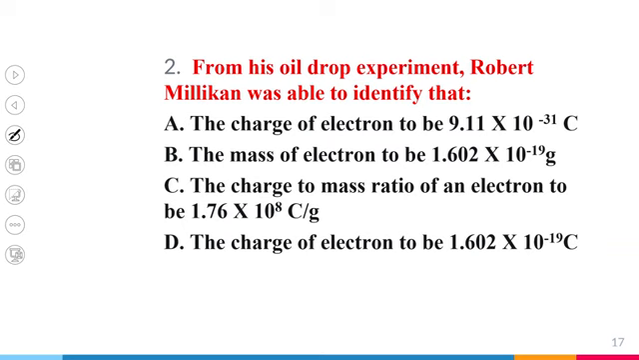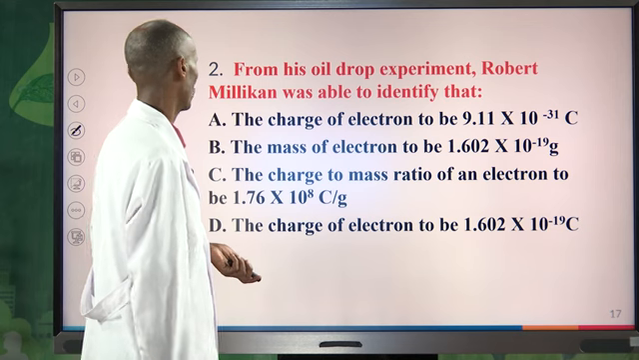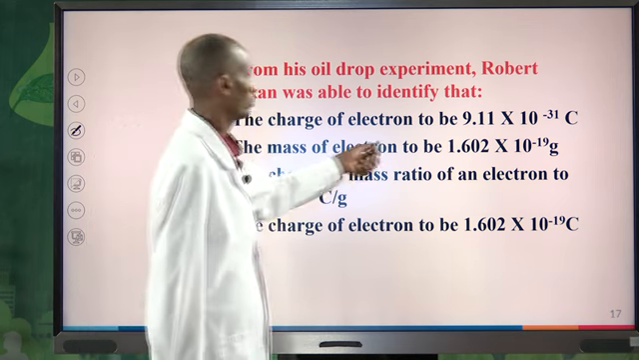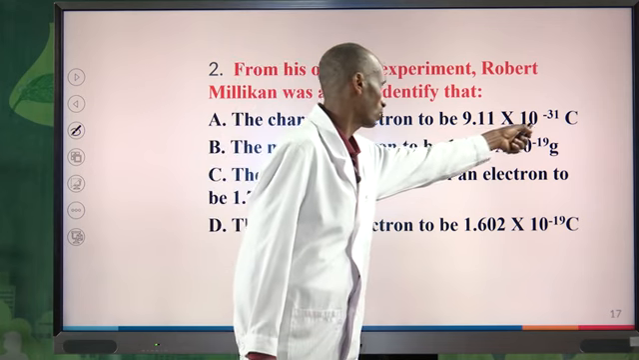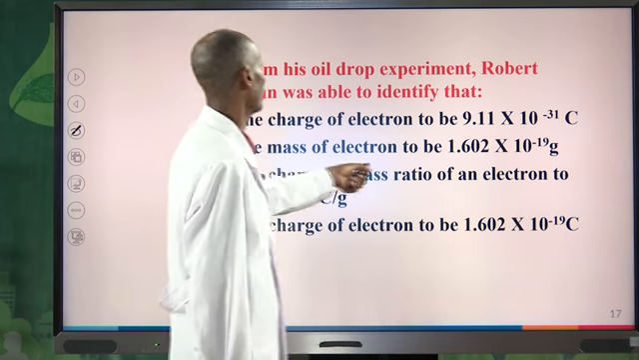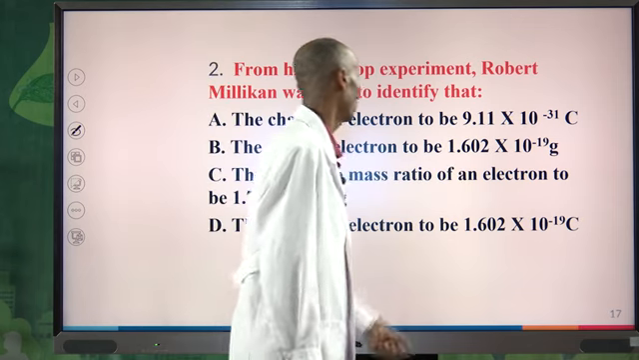Second, from his oil drop experiment, Robert Millikan was able to identify that the charge of electron to be 9.11 times 10 raised to minus 31 coulomb. Actually, he determined the charge of electron, but the value was not this one. This is the mass of electron, not in coulomb, but in kilogram. B, the mass of electron to be 1.602 times 10 raised to minus 19 gram.